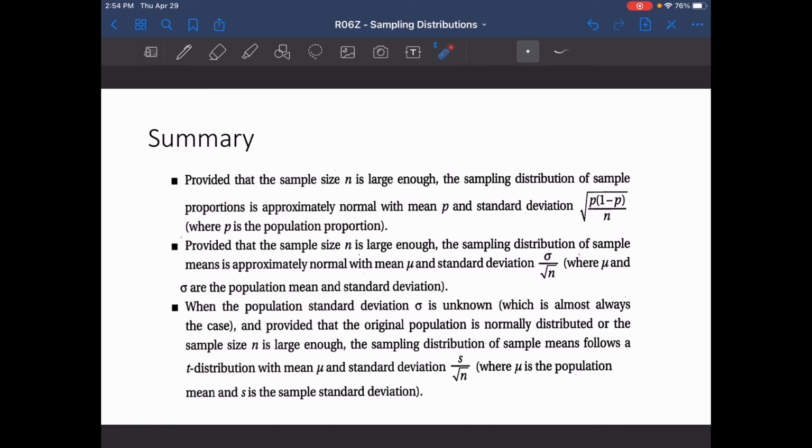And then when the population standard deviation is unknown, which is almost always the case, and provided the original population is normally distributed, or the sample size n is large enough, the sampling distribution of the sample mean follows a t-distribution with a mean at mu and a standard deviation of the sample standard deviation divided by the square root of n, where mu is the population mean and s is the sample standard deviation.